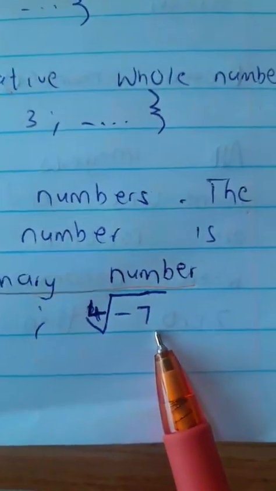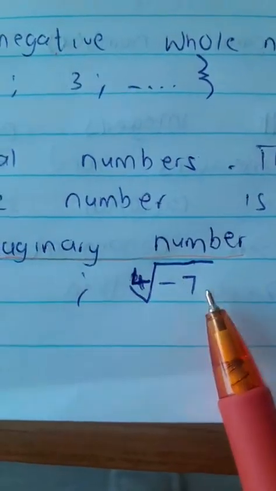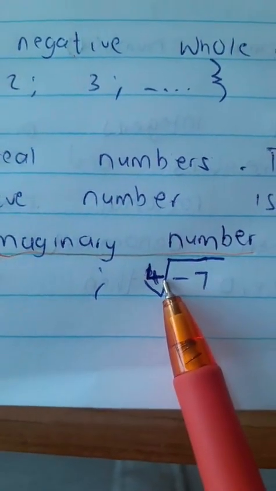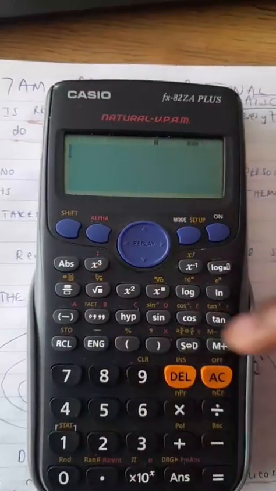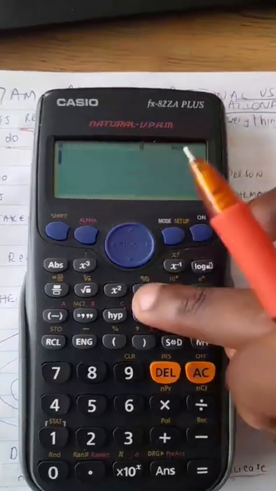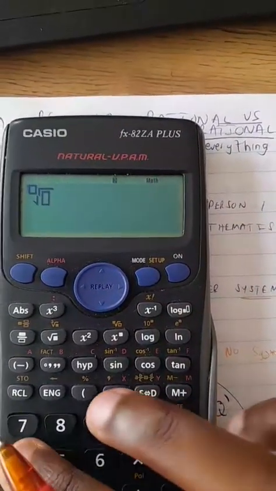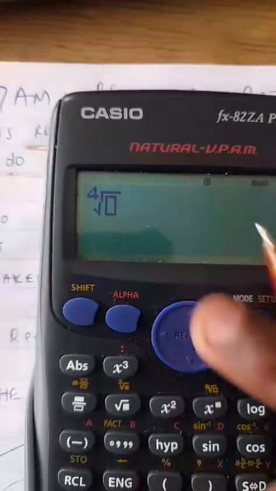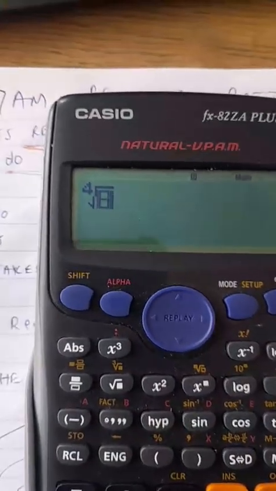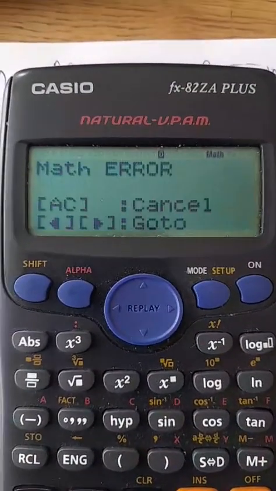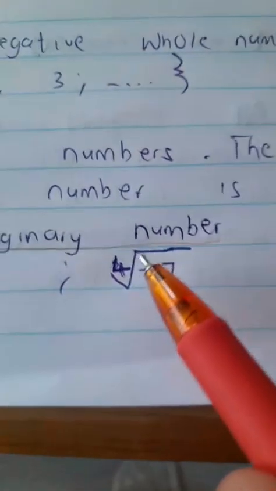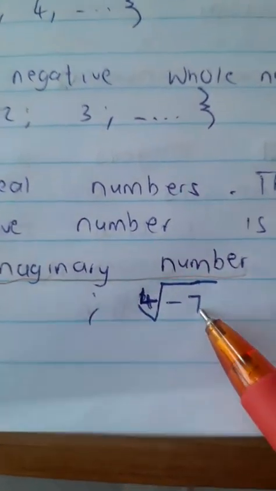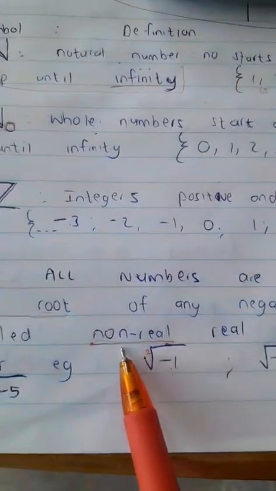Let's look at this one. We have here the fourth root. Remember, 4 is even, so this is an even root. So if we go to our calculator again, let's quickly go there, shift, and then we put the 4. You see the 4 there? And then inside, let's put in the -7. What do we get? Maths error. Do you see that, guys? So again, the even root of a negative number leads us to a non-real number.